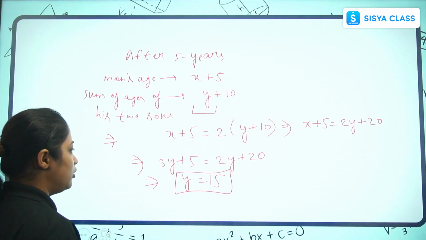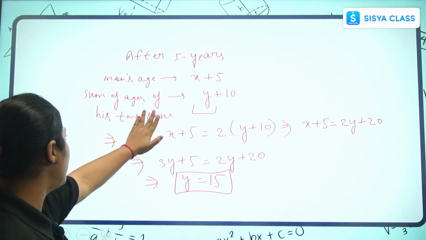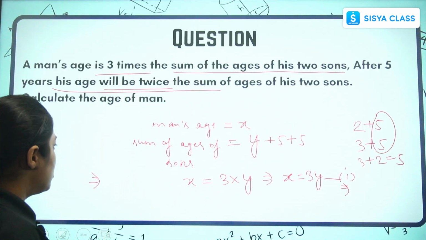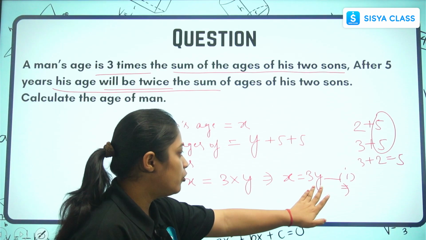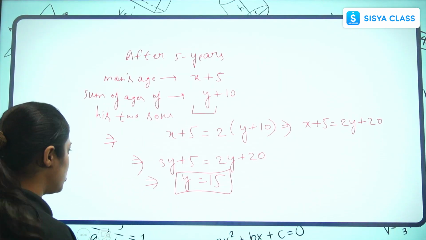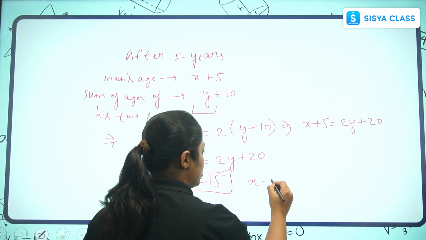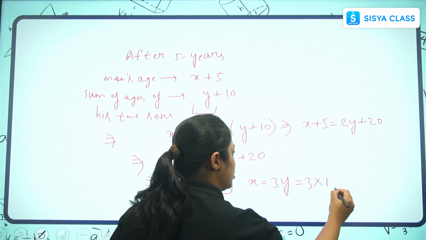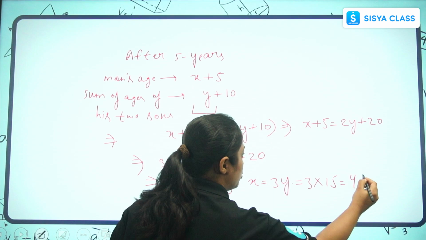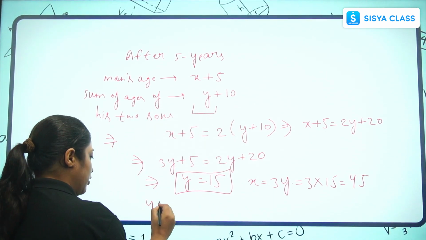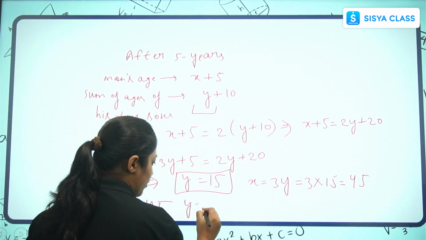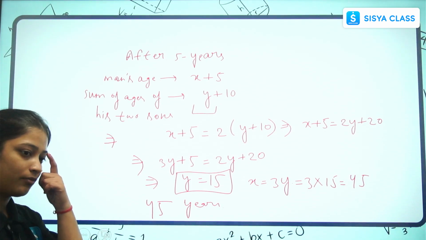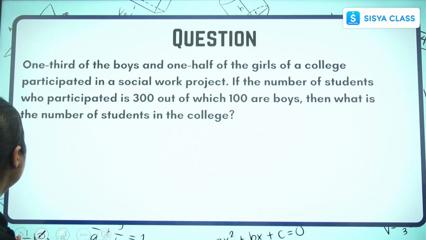Now you know the value of y, that is the sum of ages of his two sons. So just substitute the value of y in equation 1. You will get x equal to 3y, that is 3 into 15. So it will give you 45. So the man's age is 45 years. Okay. Now let's see another question.